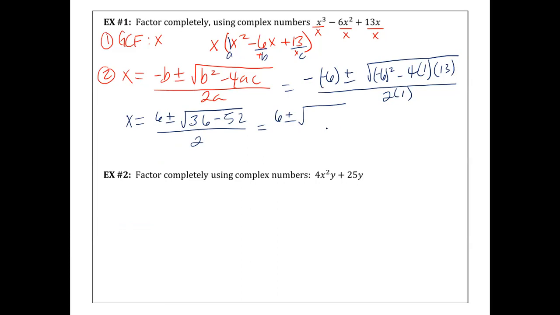16. -16, guys. Okay. What do you do with the 4 times 1? 4 times 1 is 4. And then 4 times 13 is 52. You multiply left to right. Oh, okay. And then the square root of -16. 4i. Good job. So we have 6 plus or minus 4i all over 2.